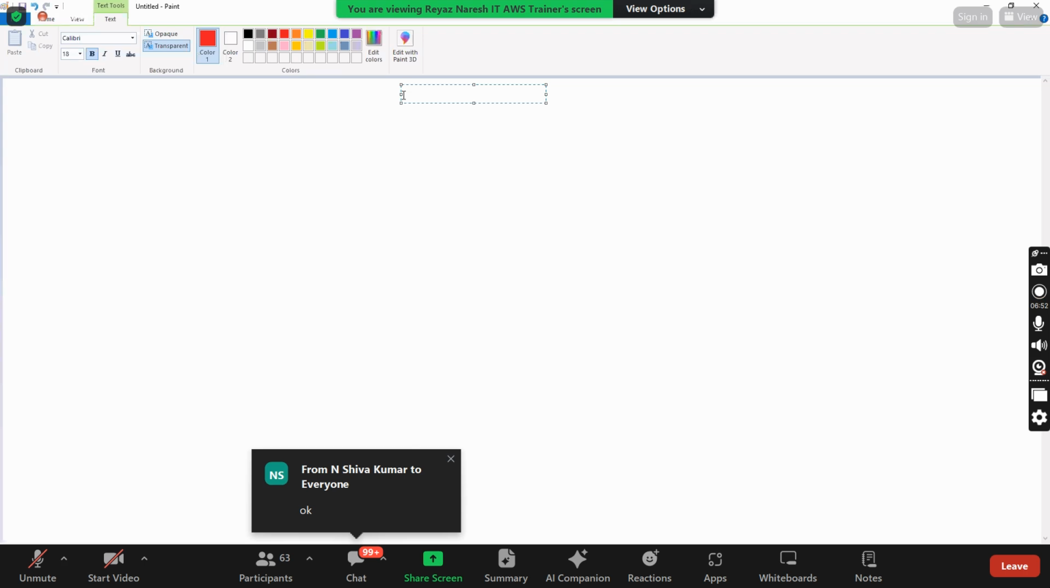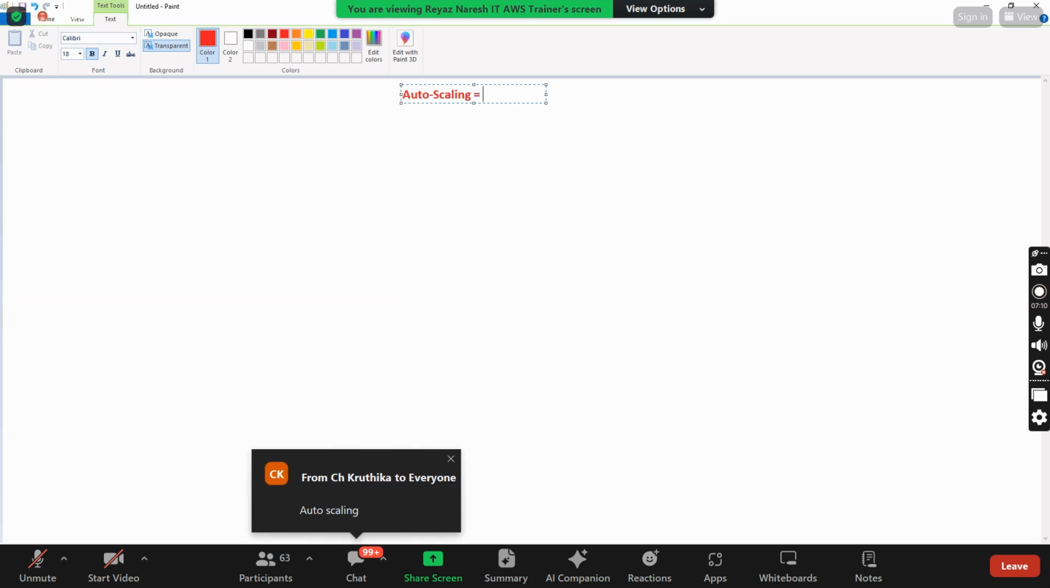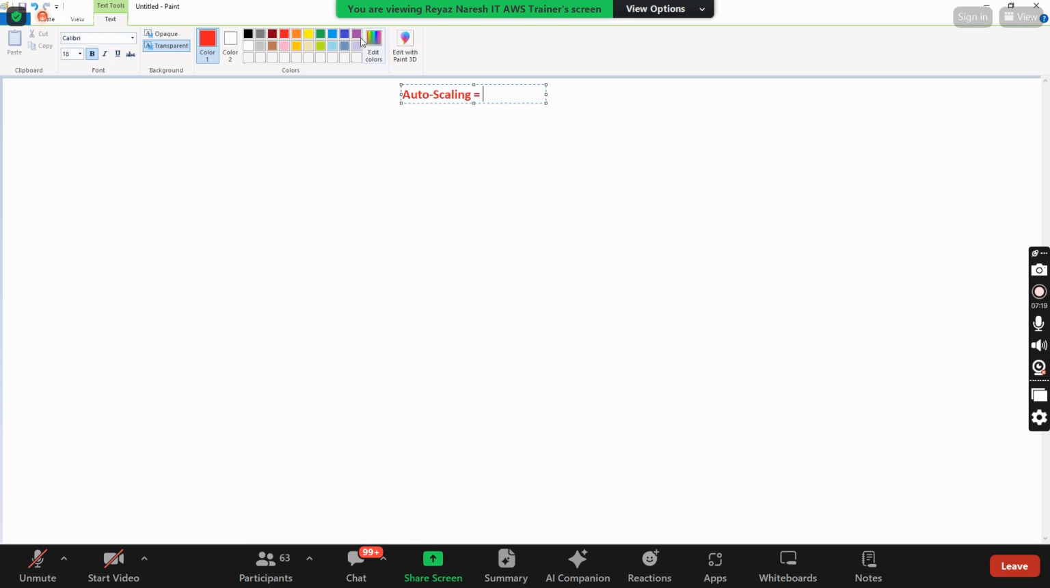So today's topic is, we know this already, but we will be going a little bit deeper here. The topic here is auto scaling. What is auto scaling? Scale out, scale in EC2 instances. Whenever there is a demand, automatically it scales out. Whenever there is no demand, automatically it will scale in. Scale out and scale in EC2 instances based on the load.